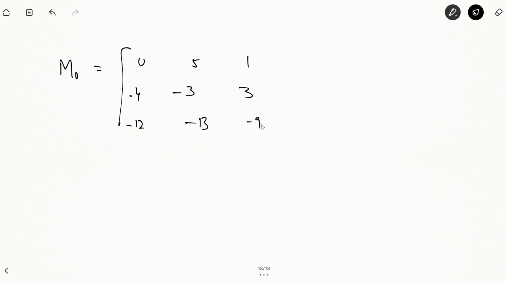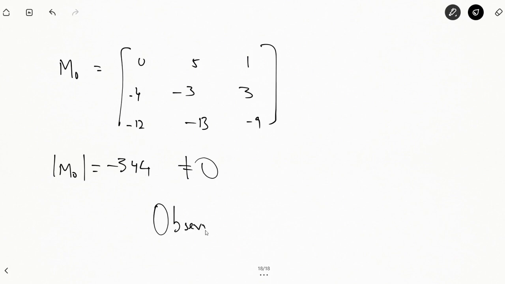So the observability matrix will be: C is 0, 5, 1. Then CA, minus 4, minus 3, 3. Then CA squared, minus 12, minus 13, minus 9. So find out the determinant of this. You will see the determinant of this will be equal to 3 minus 344, which is not equal to 0. Therefore, the system is observable.